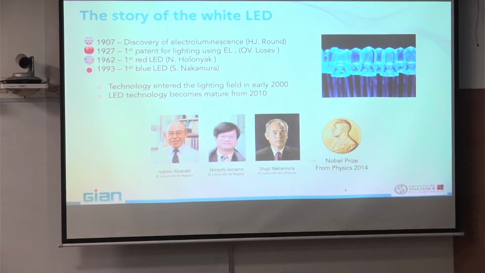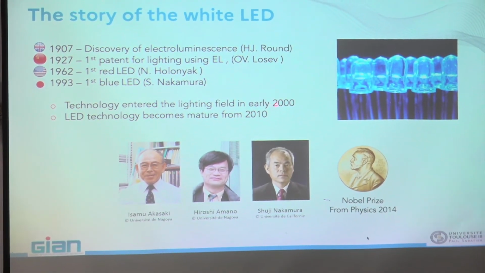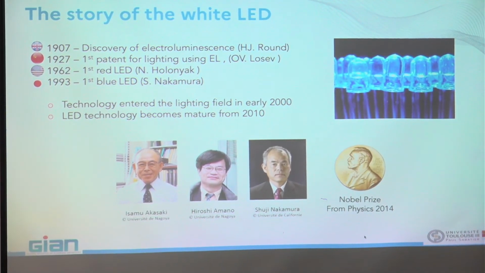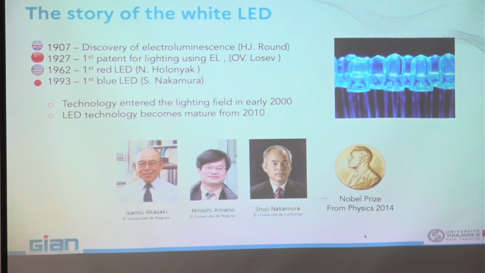Nakamura presented his first blue LED around 1994, 1995, and blue LEDs started penetrating lighting in order to produce white light. I will explain how from the 2000s, but the technology can be considered mature from 2010. Before 2010, many people wanted to use LEDs, but the result was complicated. Even still today, we have some problems.